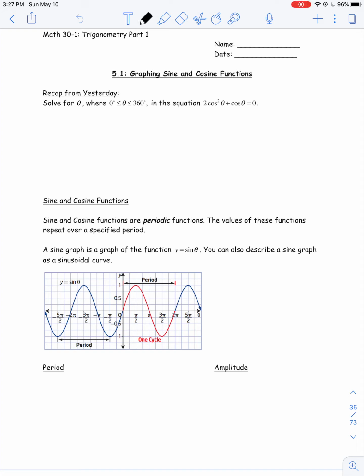Hello 3-1s, we're looking at lesson 5.1, graphing sine and the cosine function. We're going to start looking at the graphs, but we're going to do a recap from yesterday first.